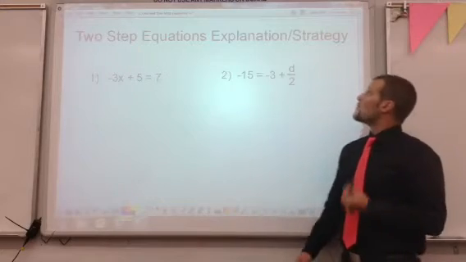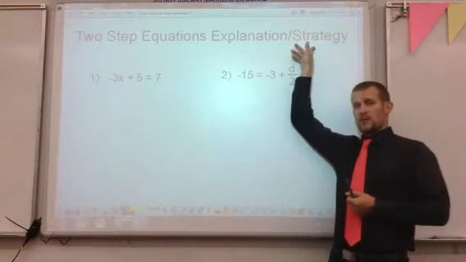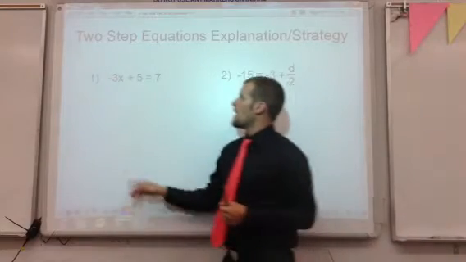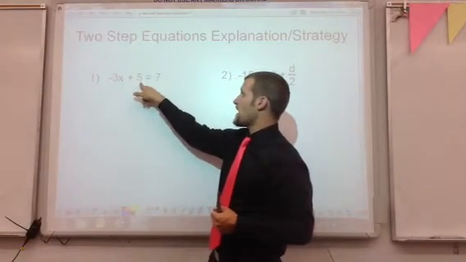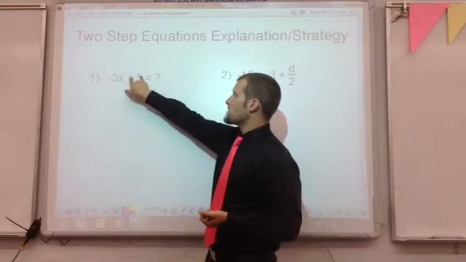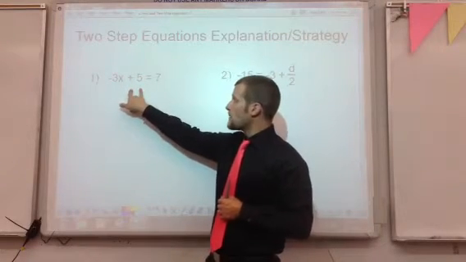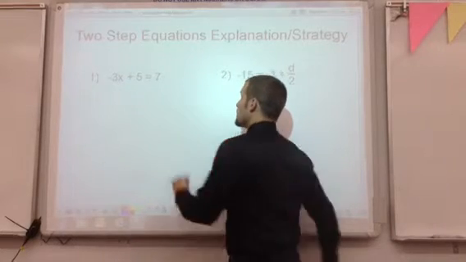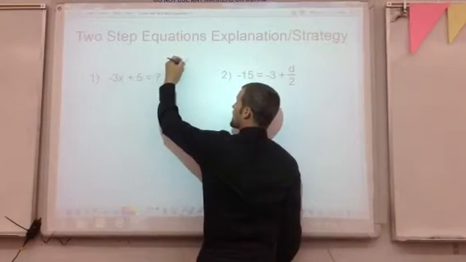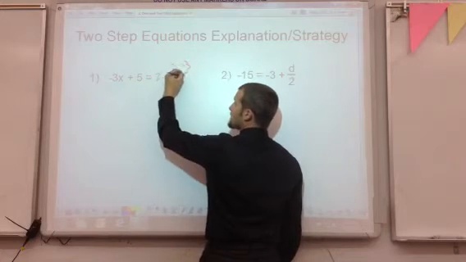Two-step equations. We have to have some strategy for two-step equations. And here's why. I can look here and see this is negative 3 times x plus 5. Well, I know I'm going to have to minus 5 to cancel that, and I know I'm going to have to divide by a negative 3 to cancel that. So I have two things that I need to do. I need to divide by a negative 3, and I need to minus a 5.